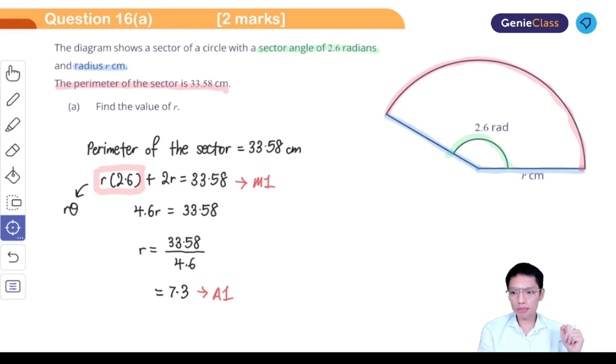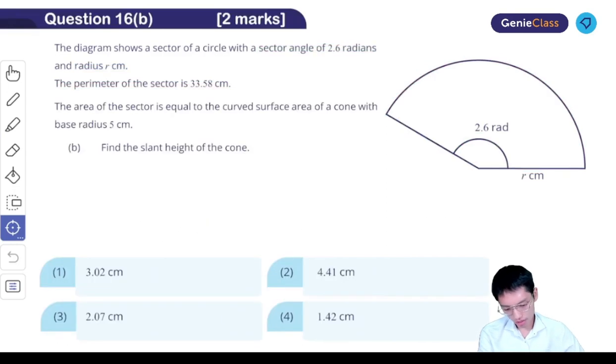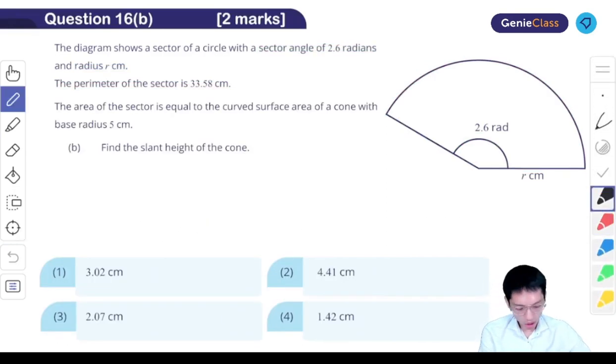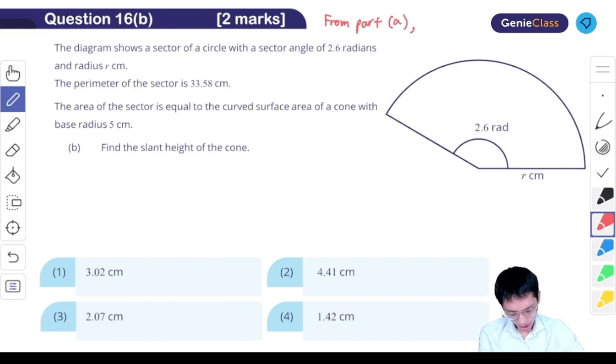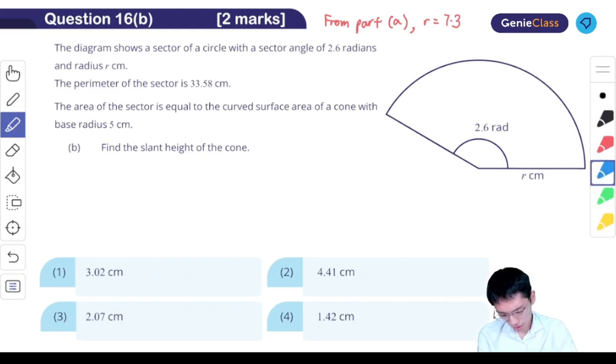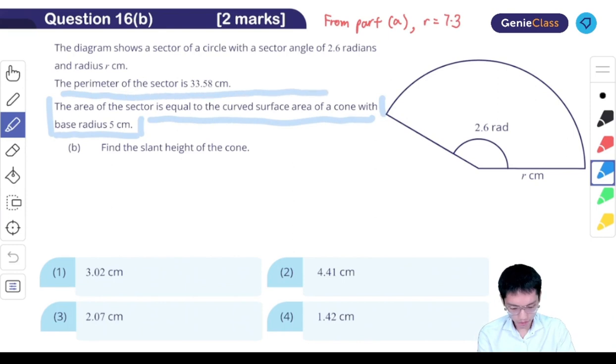Now the next important part is what I want to do as a bubble question, because that is where all the information comes into play. For those who have not done it, I'll give you some time. We know from part A that r is 7.3. Okay, very nice, r is 7.3. So how do we solve this when this information is given to us? The area of the sector, remember my key information. Take note, we need to find the slant height of the cone.